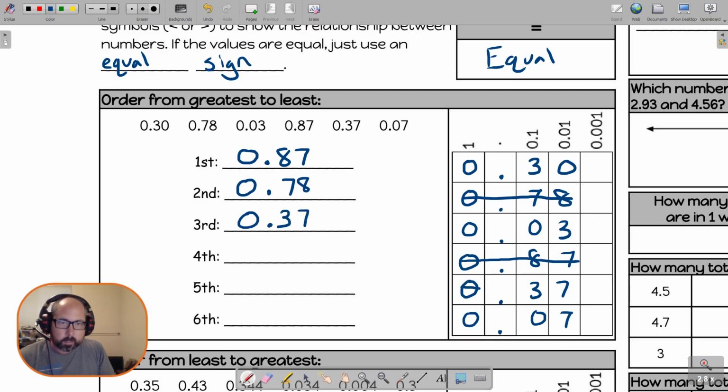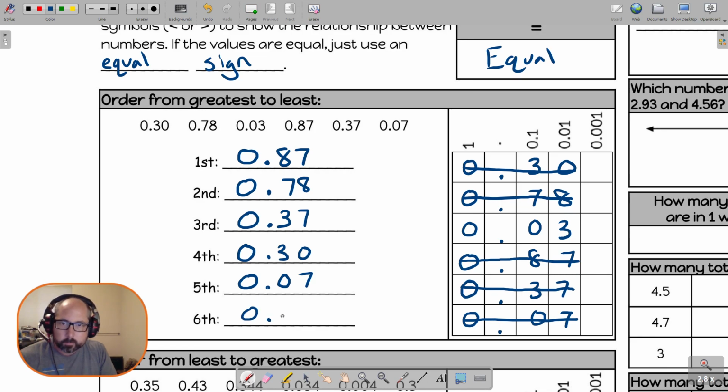All right, then I already know this one has to be next, 0.30. Then I have these two, and it's pretty obvious here. I have no tenths, 3 hundredths and 7 hundredths. 7 hundredths is going to win. And I can easily compare that because I'm comparing the same place value. They have the same meaning. So I can very quickly make a decision. All right, and I'm left with 3 hundredths.